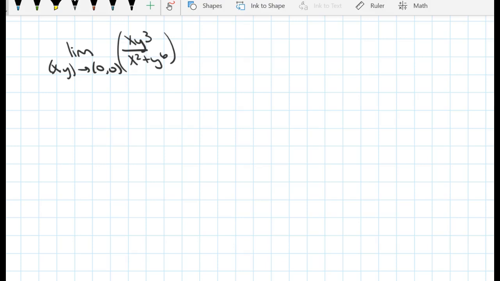We were able to work through many curves that pass through different combinations. I think they did four: y equals 0, y equals x, y equals x squared. We even tried y equals sine x. All of those limits gave us 0, right?